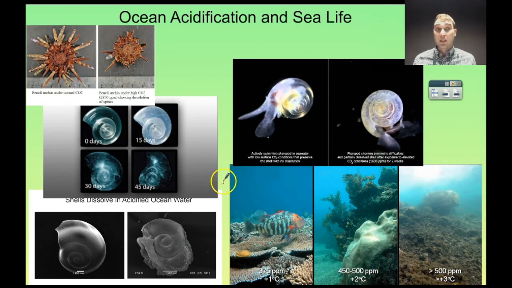So let's have a look at some of the effects. So here we have a sea urchin, which is an echinoderm related to a sea star. We see under normal carbon dioxide, it's got lots and lots of nice big spines coming off of it. Under higher concentrations of carbon dioxide dissolved in water, so the water is slightly acidic, we can see those spines aren't forming anymore.